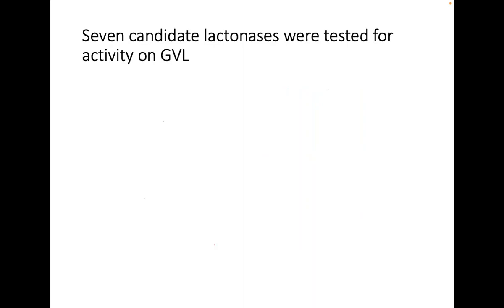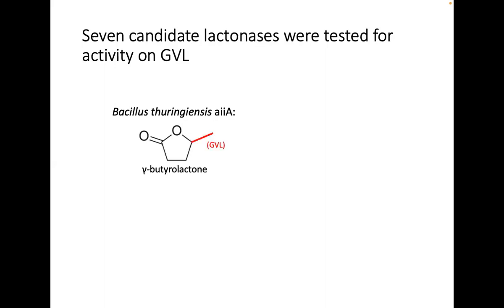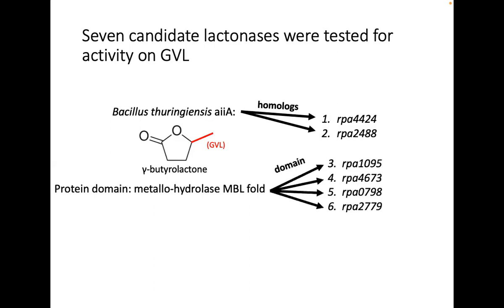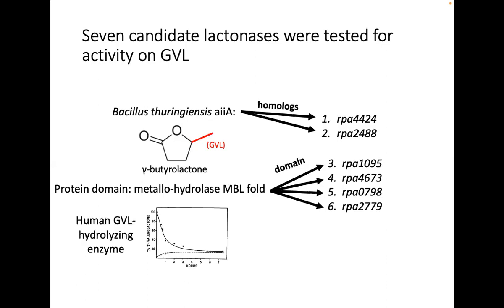I did some more digging through the literature to find candidate enzymes that I might want to test to try to identify a lactonase. I found, for example, one enzyme from Bacillus that was shown to hydrolyze another lactone, which only differs from GVL by one methyl group. So I figured that's a great place to start. Let's look at the two homologous genes in my favorite bacterium. Testing two genes is a really small number, so let's just take everything that has the same protein domain in my favorite bacterium and test those all. And I also found that there was an enzyme in humans reported to hydrolyze GVL specifically.